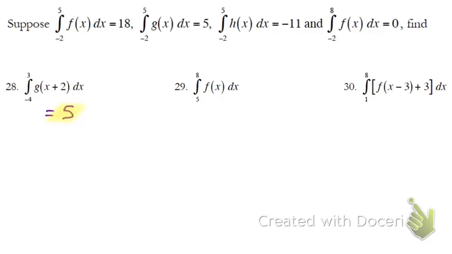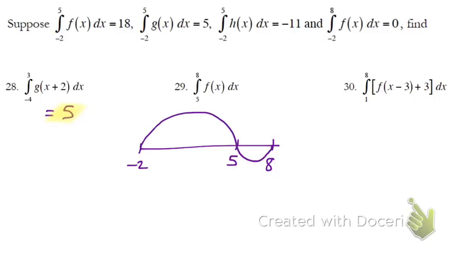So I kind of want to just draw it out for you. We have this integral all the way from negative 2 to positive 8. We have this function, and it says that the area is 0. So I'm going to draw it like this. Ooh, that's ugly.